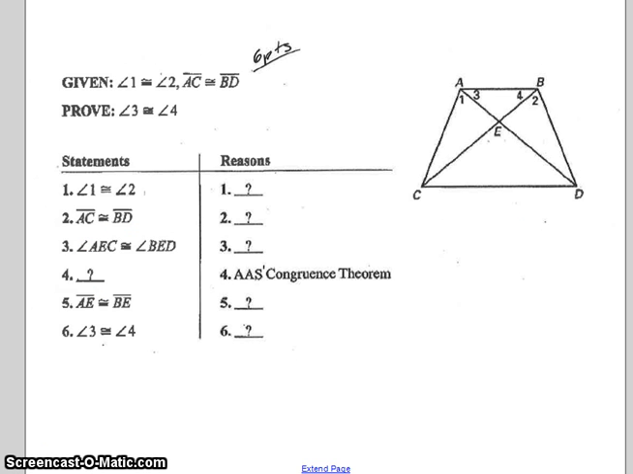Last one, we actually went over this one in class. This exact problem. Okay, given angle 1 is congruent to angle 2, and AC is congruent to BD. We have to prove that angle 3 is congruent to angle 4. Alright, so the first statement, given. Second statement, given. There's 2 points right there.